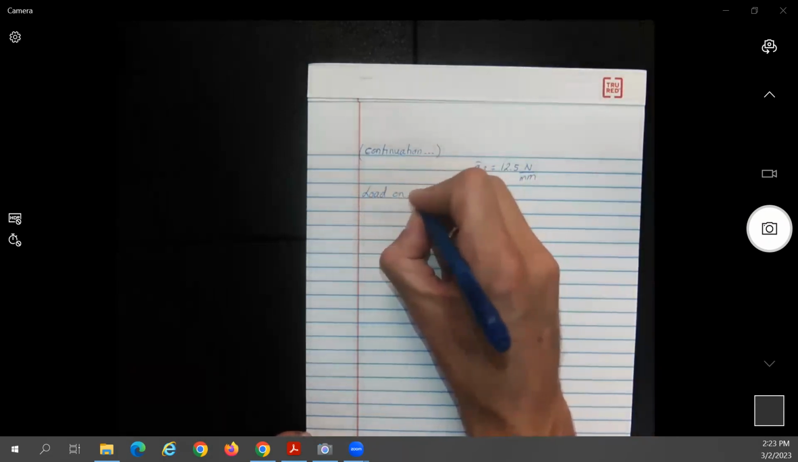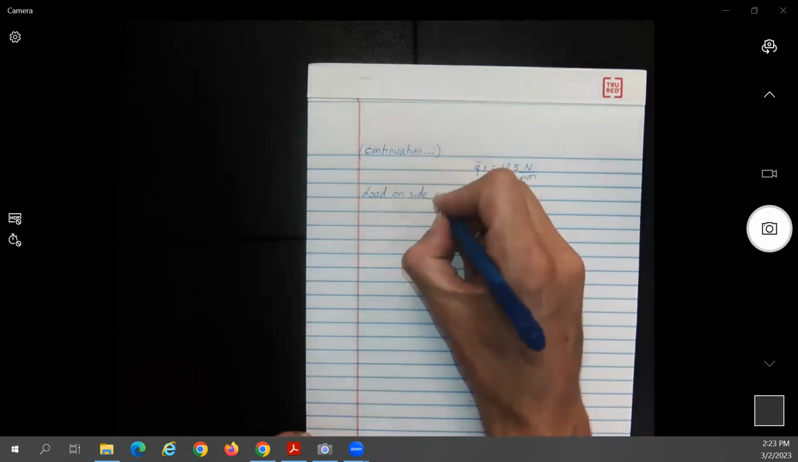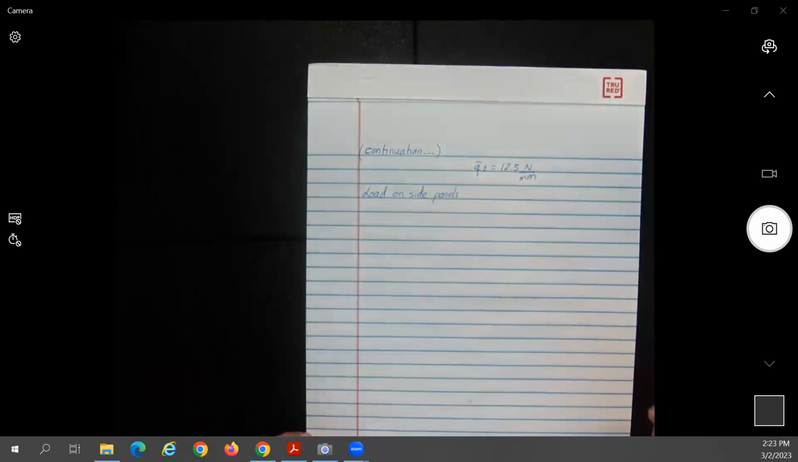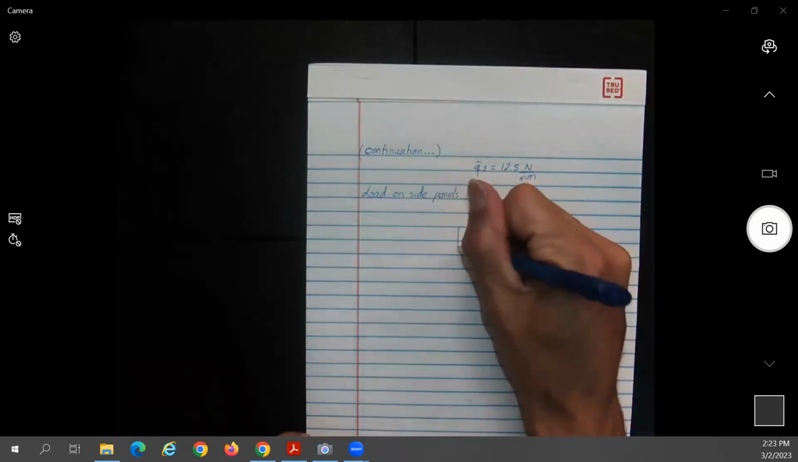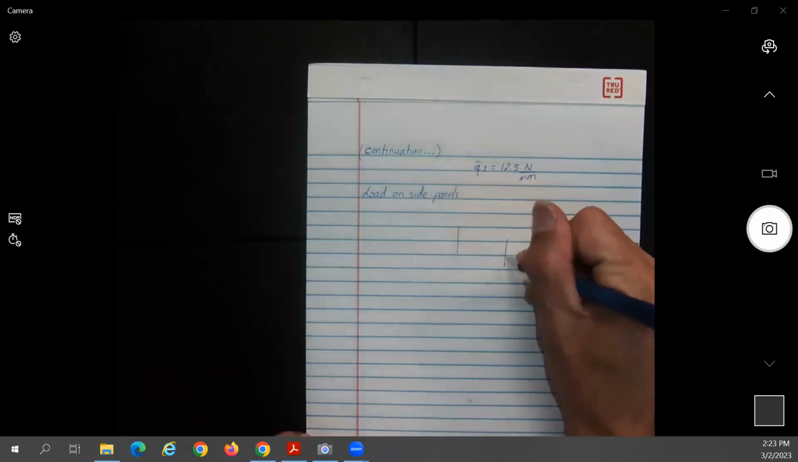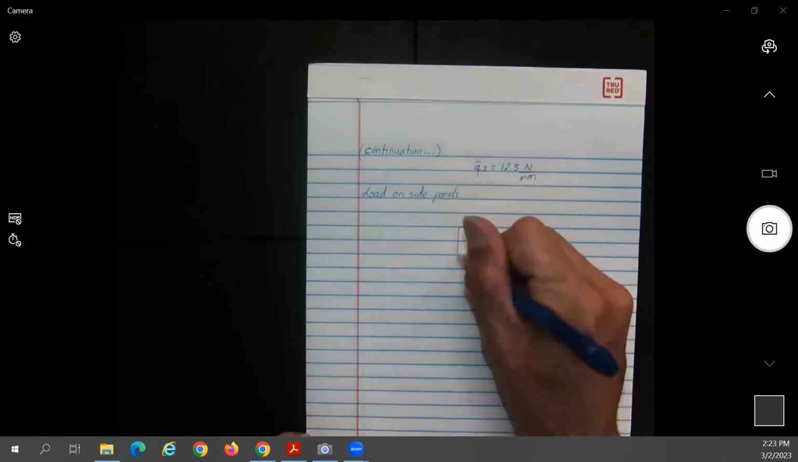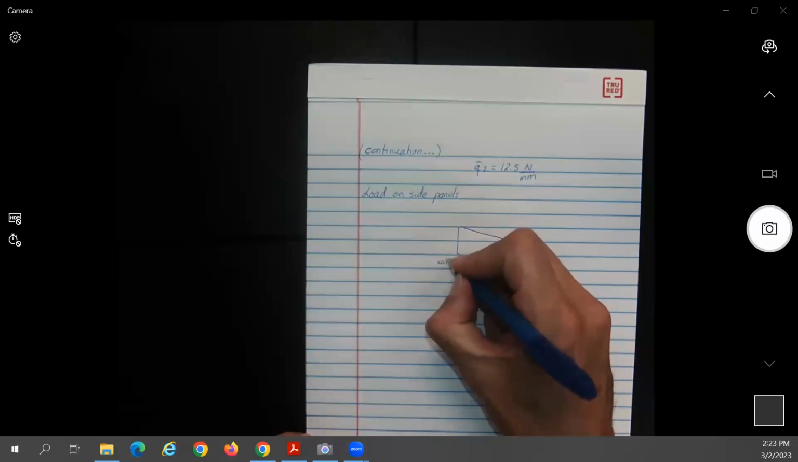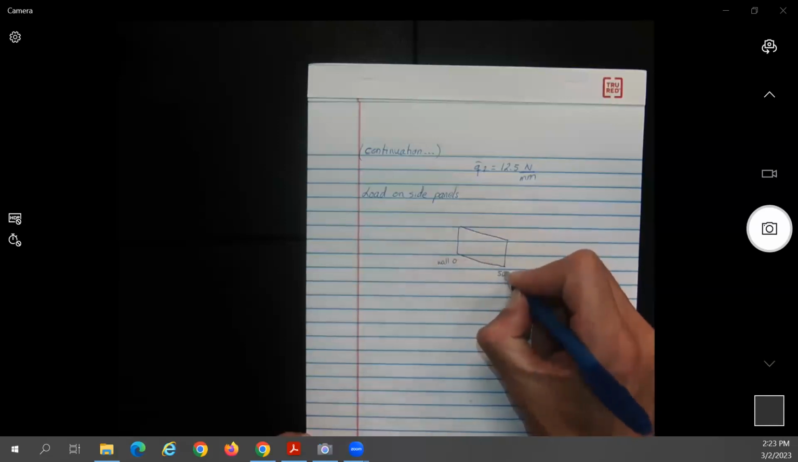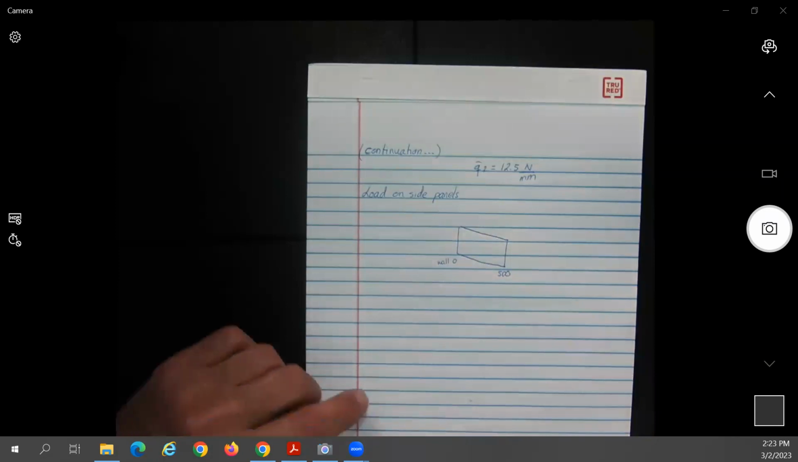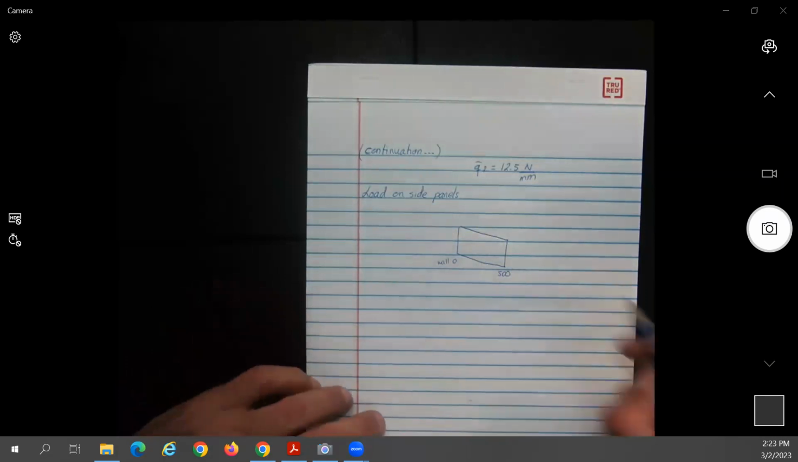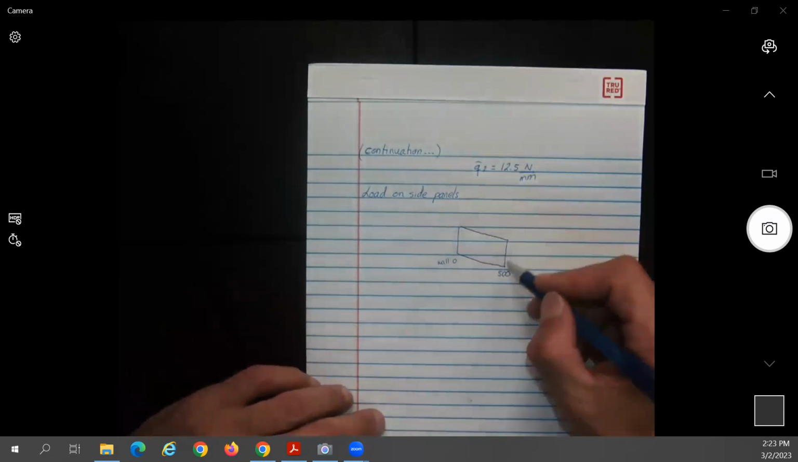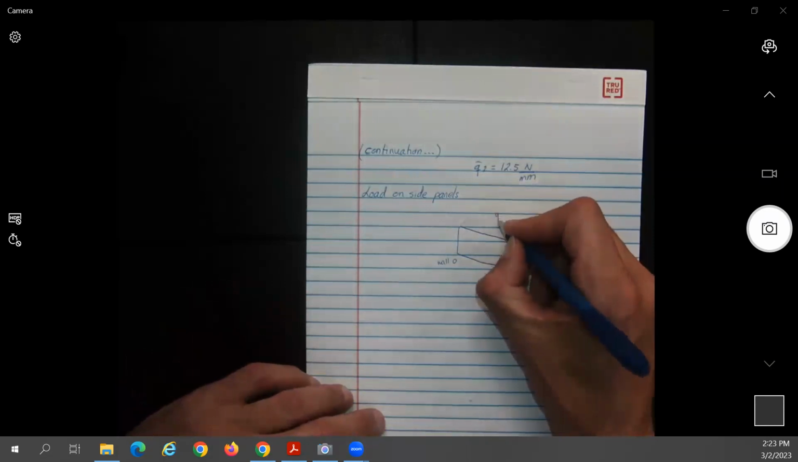I'm going to look at the load on side panels. So on the figure you have seen before, again, I don't have the figure from last time with me. If this is the wall over here, basically zero, and this is 500. This is the side panel. Here you will have the wall like this, and this will be the panel, and here at the top is zero.